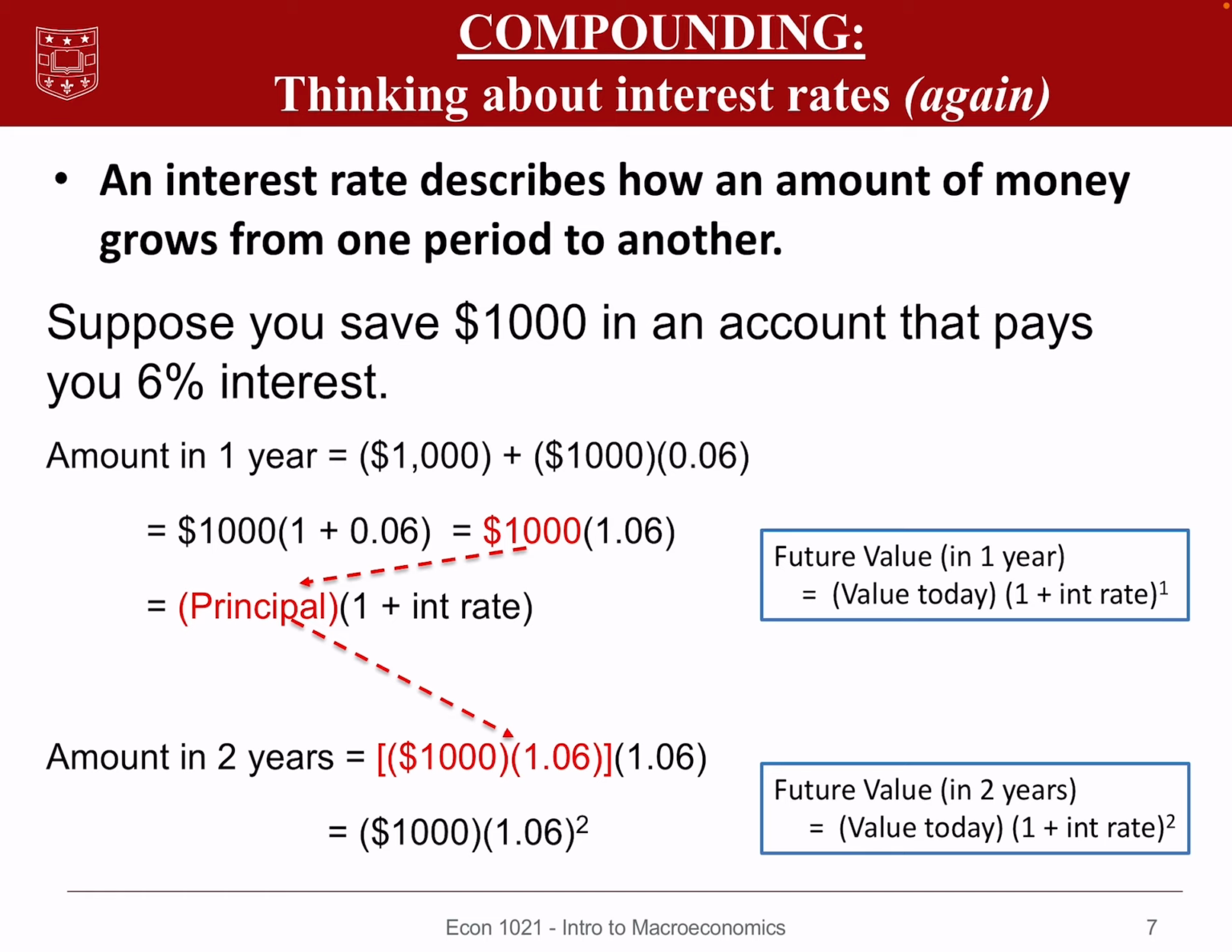Suppose you save $1,000 in a checking or savings account that pays you 6% interest. You make your deposit, and in 1 year from now you would get your $1,000 back plus the interest that accumulated on it. That would be 1,000 times 1.06, or 1,000 times (1 plus 0.06). And what is this 1,000? We can think of it as the principal, or today's value.